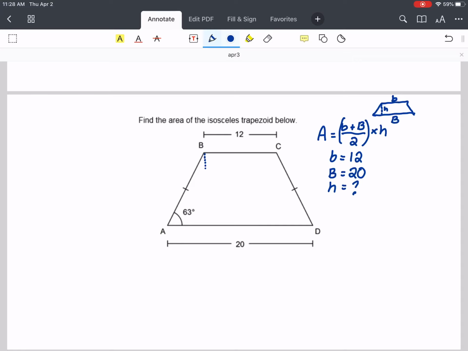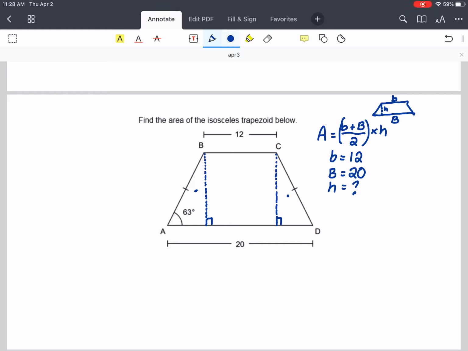We're going to bring down this perpendicular line, perpendicular to AD. Let's do that on both sides. It's because we know it's isosceles, so these two sides are the same. I know that this triangle and this triangle are going to be the same, since it's isosceles. Soon we'll talk about congruent triangles and we'll be able to prove that, but for now we just know that those two triangles are going to be the same because it's an isosceles trapezoid.